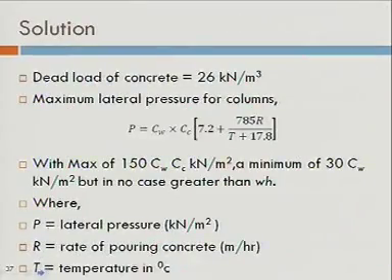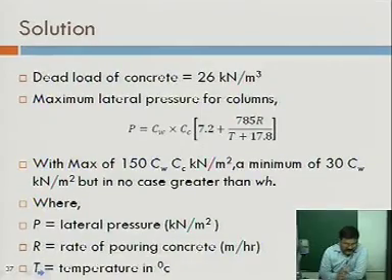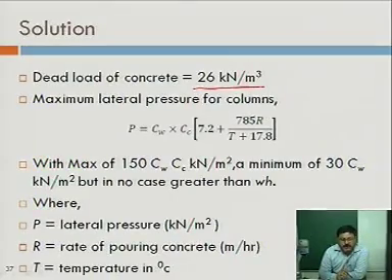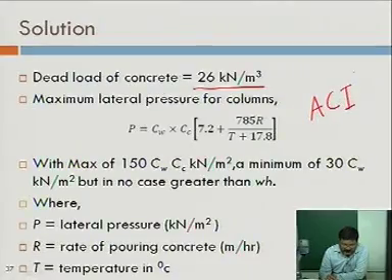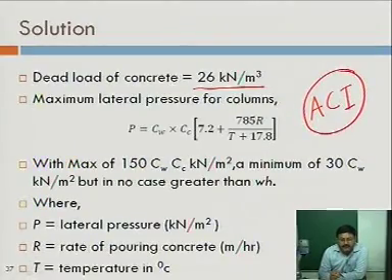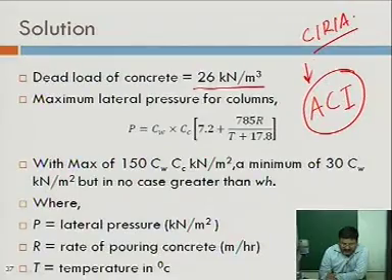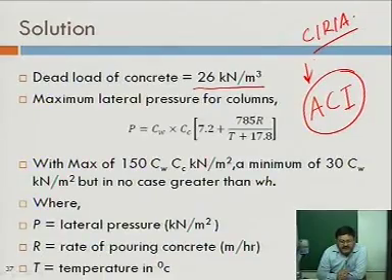Some information is given to you in this slide as well. You can take the dead load of concrete as 26 kilonewton per cubic meter. This time we are going to use ACI formula just to give you enough practice of various formulas. In the last two lectures I have been using the CIRIA formula. This time we will calculate the pressure using ACI formula. No specific reason behind this, just to give you enough practice.